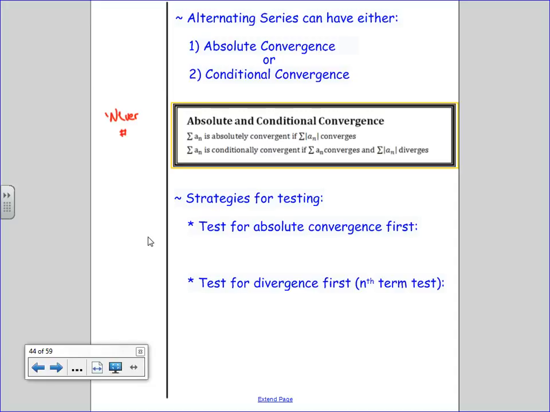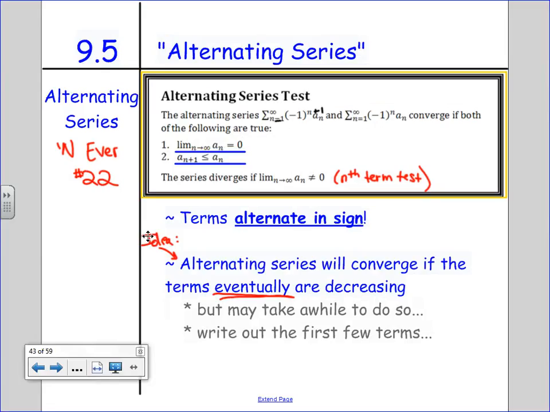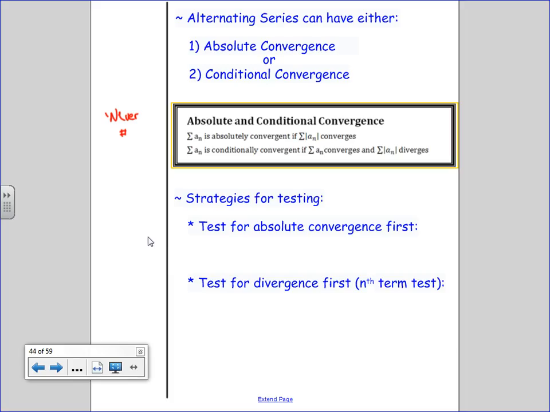Absolute versus conditional. What were the little gray words you asked me to do? Oh, the gray words were, first of all, it might take a while to do so. It's the idea that we might have to split up a series and have the first few terms be separate from the rest going to infinity. Might take a while to do so, and then write out the first few to get an idea. Usually helps if you can't see it right away.